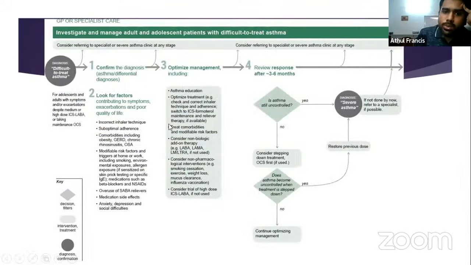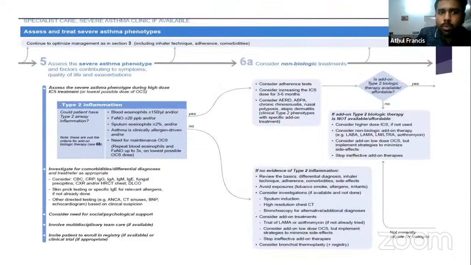So if you have severe asthma, the first thing you have to do is look at the blood eosinophil count. You have to look at sputum eosinophil count. And there's something called FeNO, which is fractional exhaled nitric oxide. That is the amount of nitric oxide in your breath. Now here is what I told, the phenotype. Here is where your interleukins come into play.